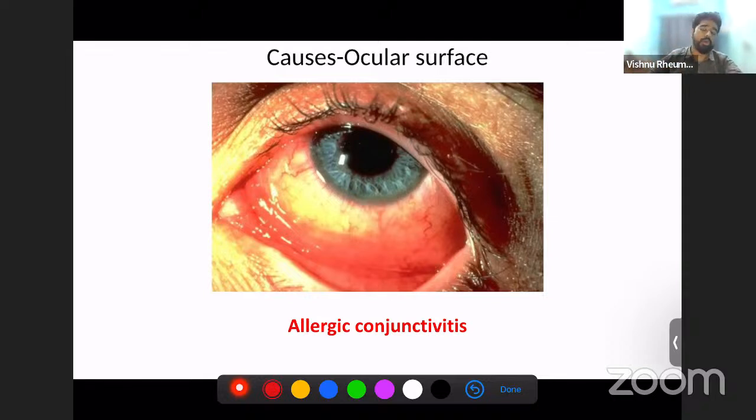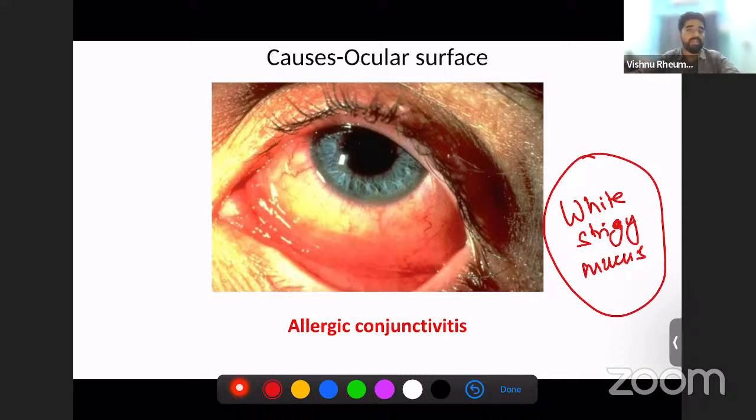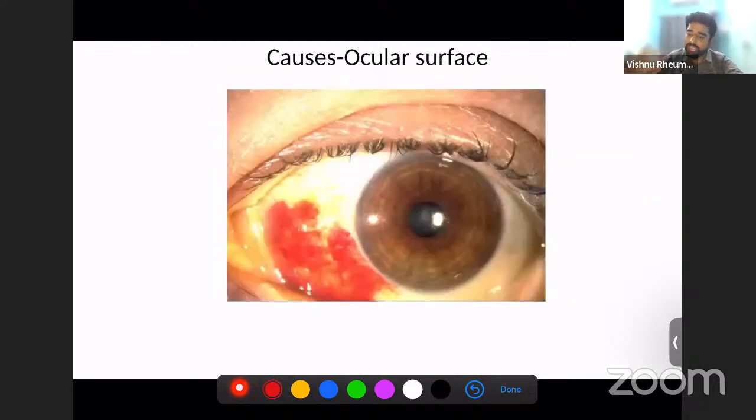itching is the more prominent complaint here, almost no pain is there, and what we define is your white stringy mucus. So if this is given in your exam, if at all it's given in your MCQ, then this is a classic clue that it is an allergic conjunctivitis, and obviously the treatment will be removing your offending agent.